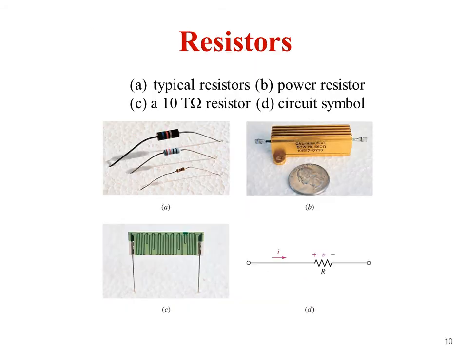Now if you observe here, there are 4 diagrams. These are the different types of resistor diagrams. The first diagram represents typical resistors, diagram B represents power resistors, diagram C represents a 10 tera ohm resistor, and diagram D represents the basic circuit symbol of a resistor.